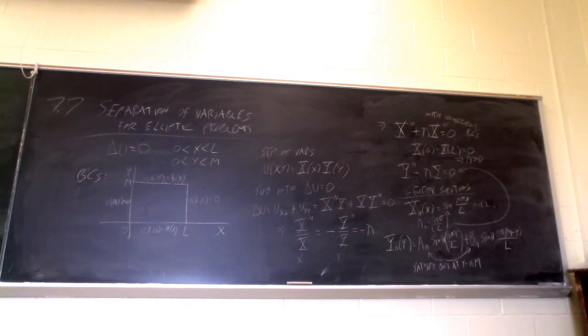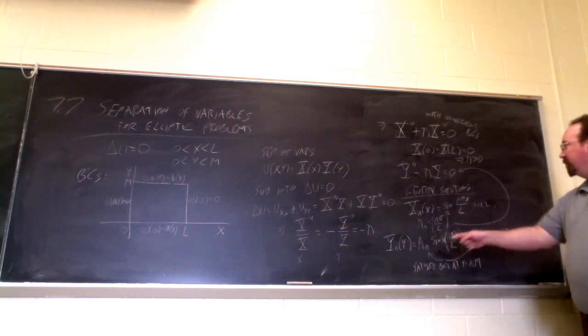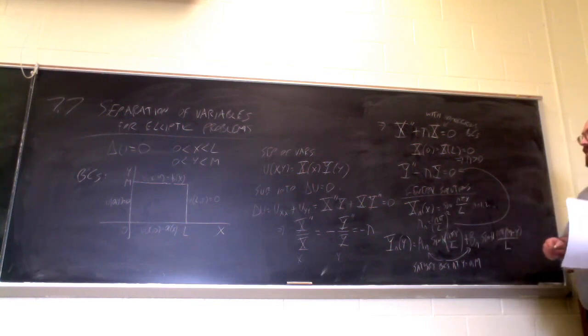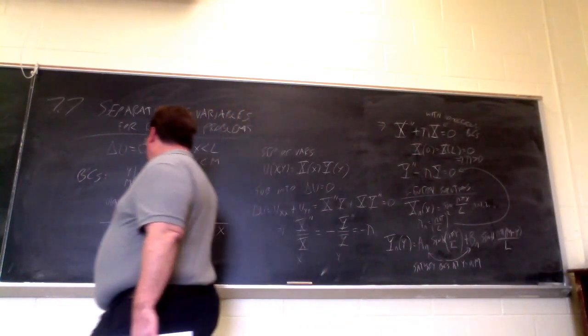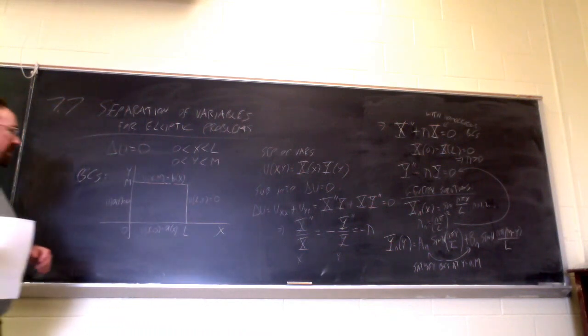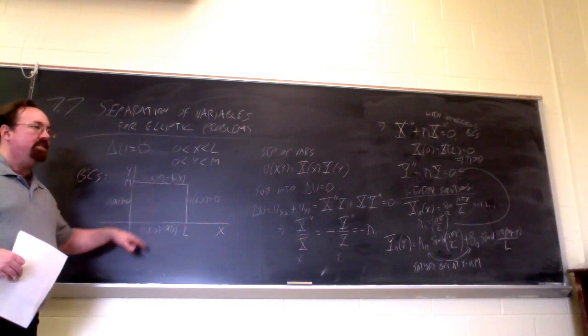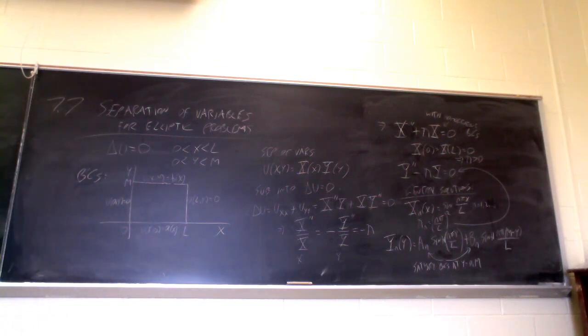All right, so now I have my X n of x, my Y n of y. So if I multiply them, I have solutions of my PDE that automatically satisfy these boundary conditions. So I just need to write a linear combination of them that will satisfy these boundary conditions, and then I'm done. All right, so any questions so far about what we're doing here?